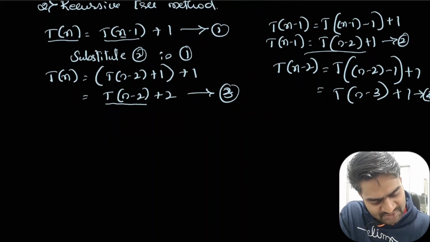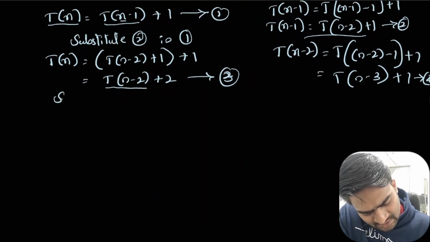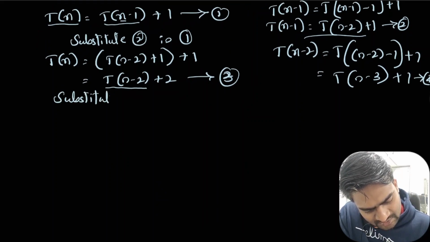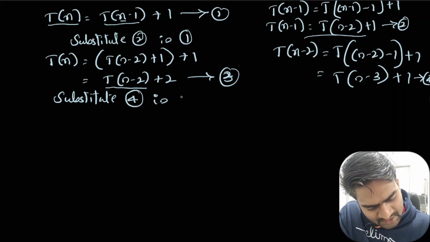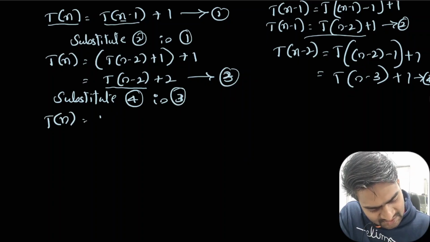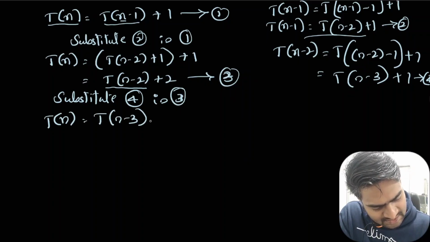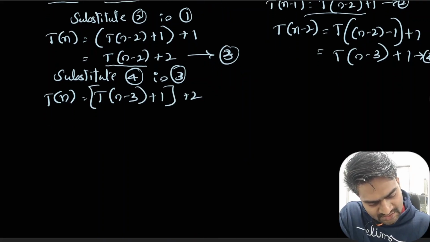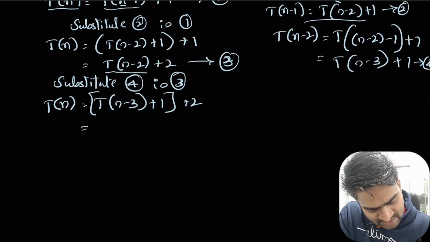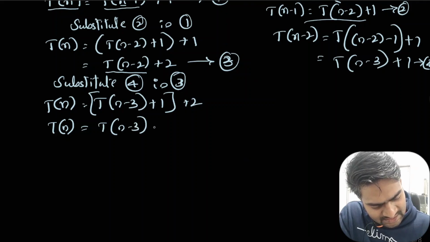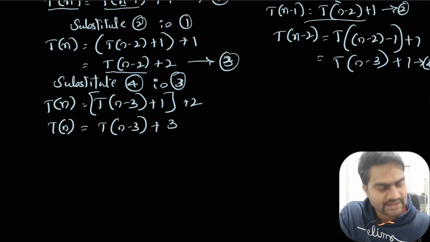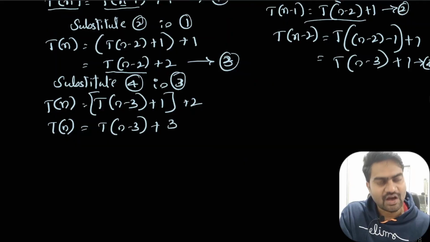Now I will substitute fourth equation, substitute 4 in 3, not 1. Okay, so T of n becomes, T of n minus 2 is this much, T of n minus 3 plus 1, then plus 2, the remaining term. Now if I try to solve this one, my T of n will be T of n minus 3 plus 3. Okay, so how long should I do this?